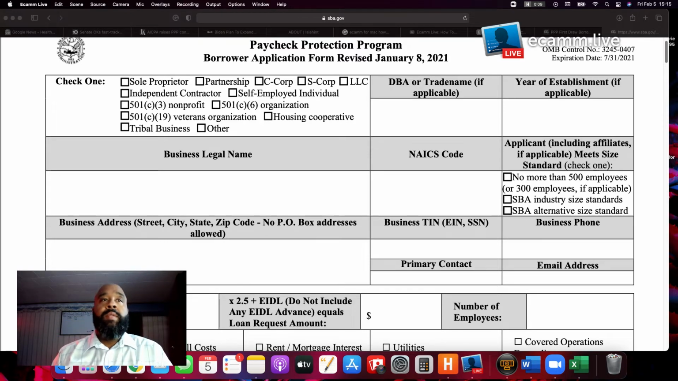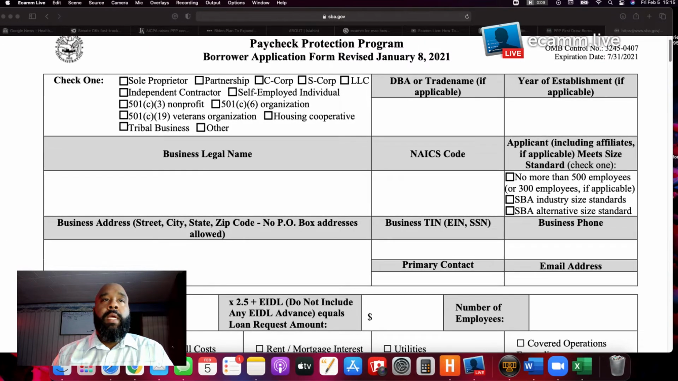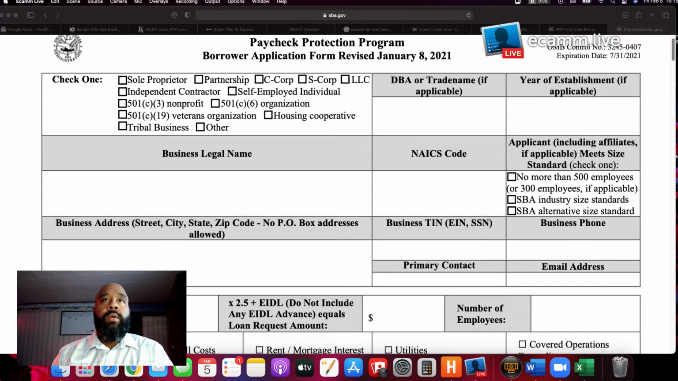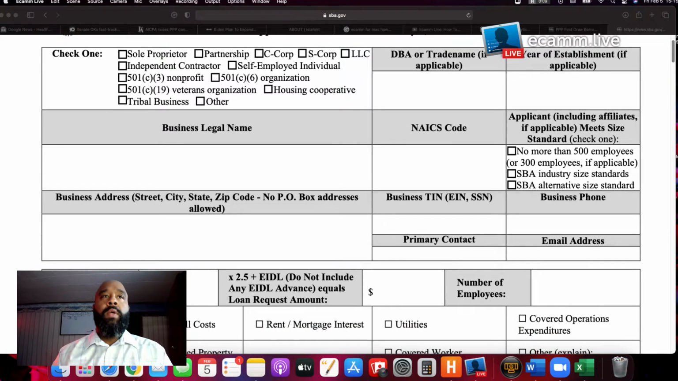Year of establishment, you know that. Business legal name, that is your tax return name. So let's scroll that in really quickly. So scrolling down, your NAICS code, if you Google NAICS code for whatever you're doing, for Uber, for whatever, you can find that code. It's just an industry code that identifies your industry. If you know it, good. If you don't, I can help, or you can Google that.